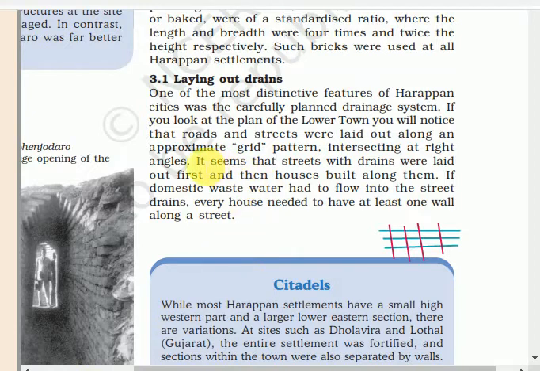It seems that streets with drains were laid first, then houses were built along them. So this was the drainage system. It was considered that before laying out the cities, the drainage system was set up. The plan was made. After that, the cities were located.